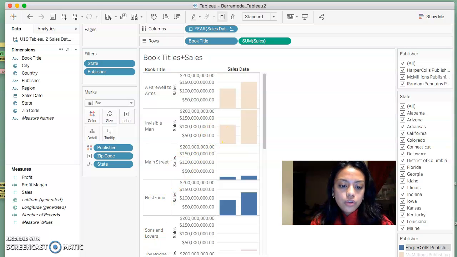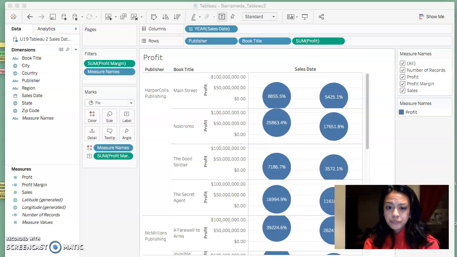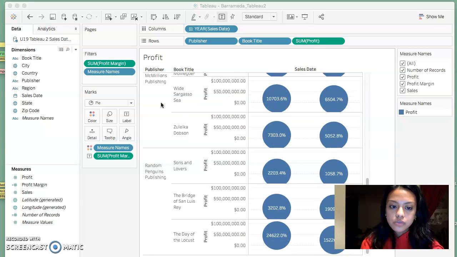And then for my third sheet, I created a pie chart. So let me move myself down. I thought this was more of a profit pie chart, so you're able to see the sales date, and you're able to see from 2017 to 2018 which worked and which didn't, depending on which publisher. The 3 publishing companies are right here, and you can see their numbers.